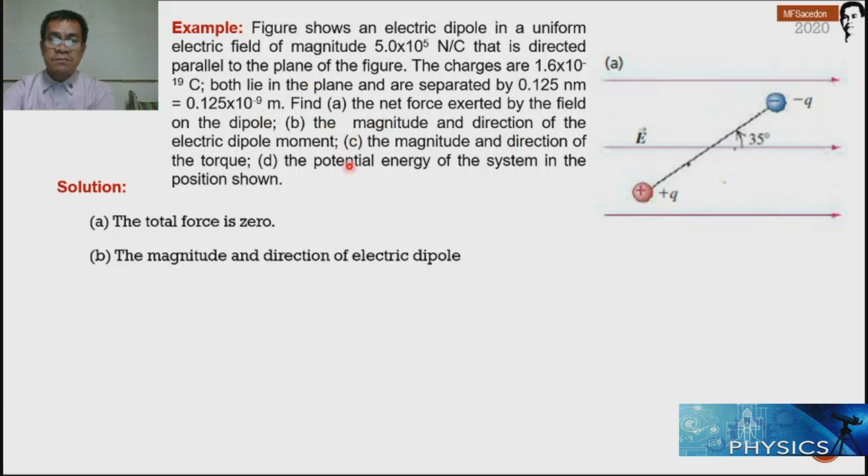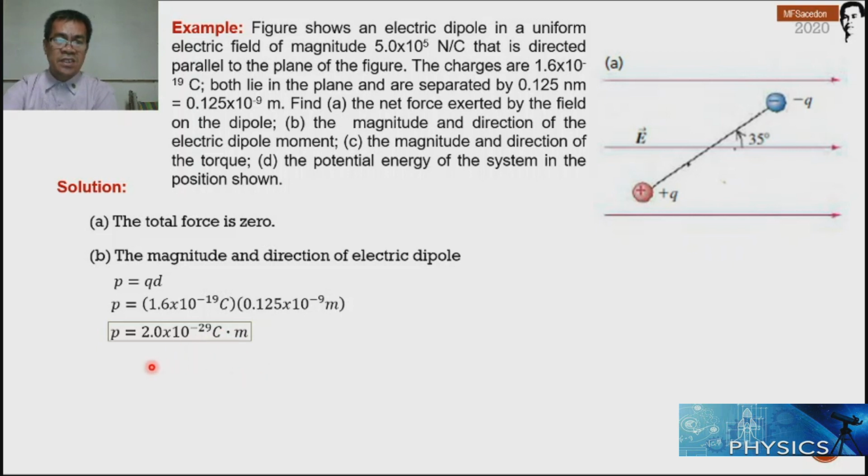Now, letter B. What is the magnitude and direction of the dipole moment? Take note that by definition the dipole moment P is the product of the charge and the distance between the dipole. So, substituting the given, Q is 1.6 times 10 raised to negative 19, while d is 0.125 nano, equivalent to 0.125 times 10 raised to negative 9 meter. Substituting those values, it gives us 2 times 10 raised to negative 25 coulomb meter. So this is the answer for letter B.